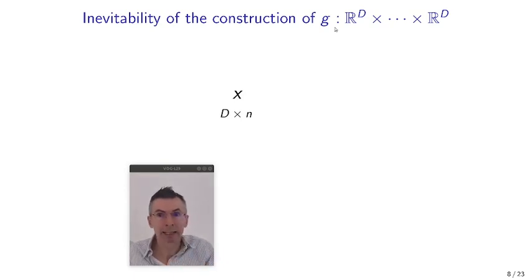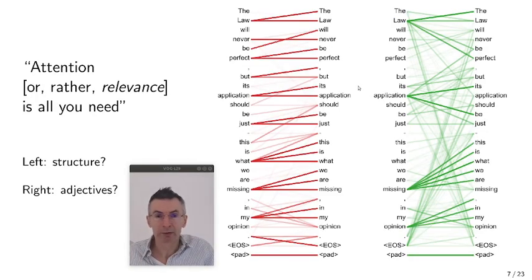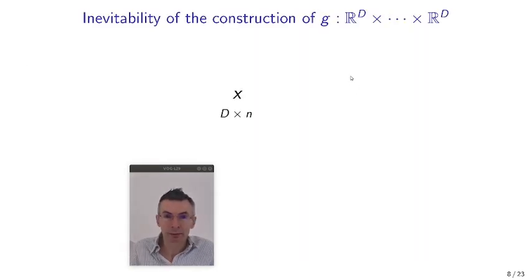So I want to explain now why I think this construction of so-called transformers is actually inevitable, if you want to be guided by this attention or relevance structure. So here goes. We were designing G, and we have an input. The input is called X. What is the type of X? Well, it's n d-dimensional vectors. So it's a matrix with d rows and n columns.